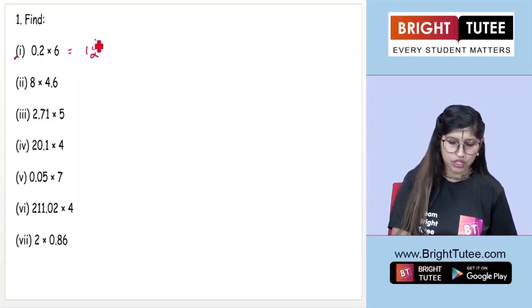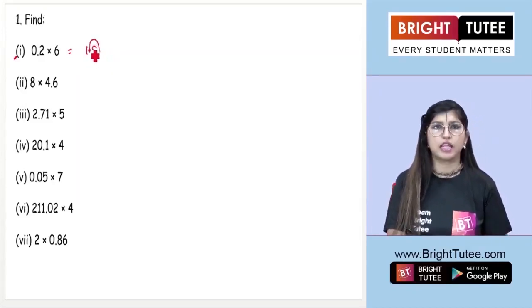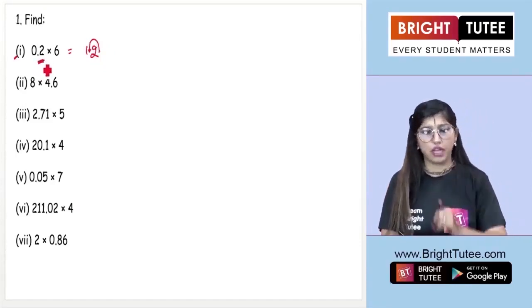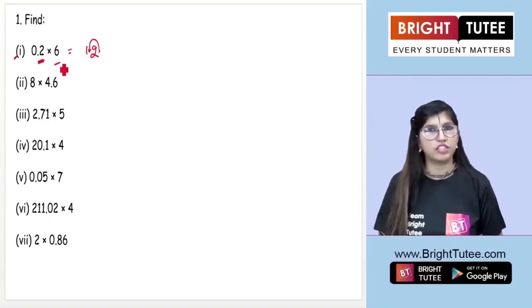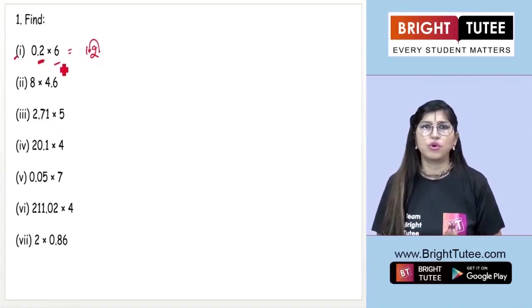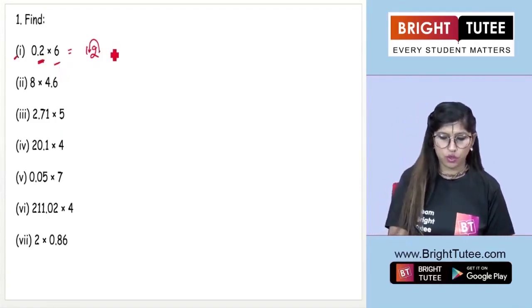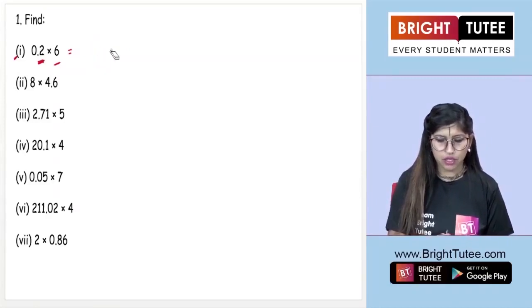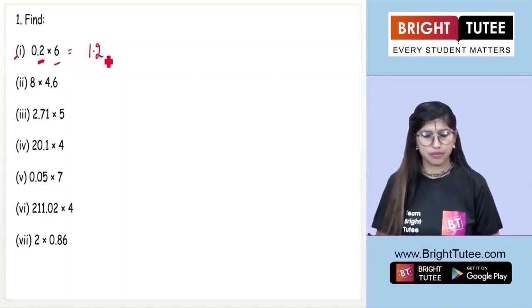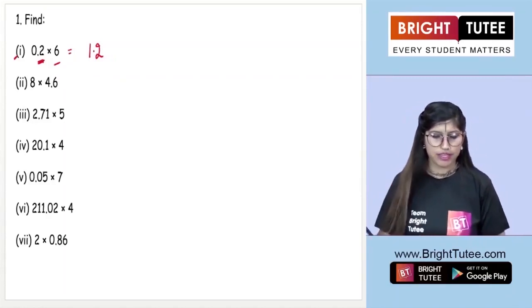We'll be shifting the decimal to the left hand side. So that will be one place to the left. Why? Because there is only one digit to the right of the decimal point, and in the other number we don't have any digit after the decimal point because we don't have any decimal point over here. So what will be the final answer over here? I'll write it down here itself, 1.2. Right? Let's move on to the second one.